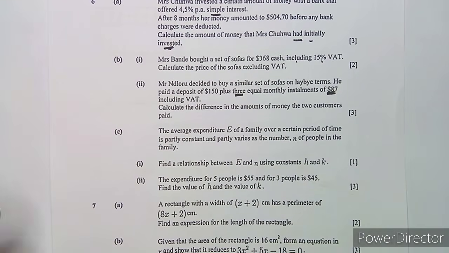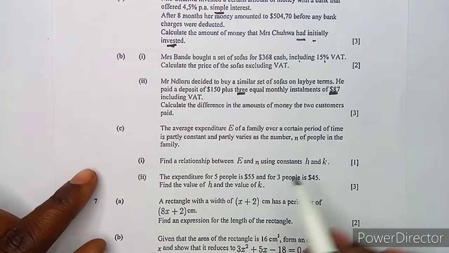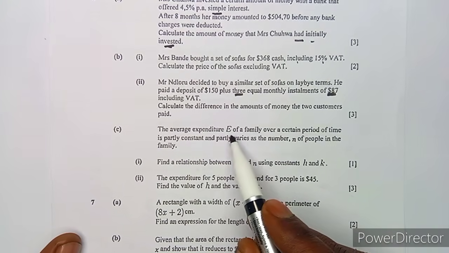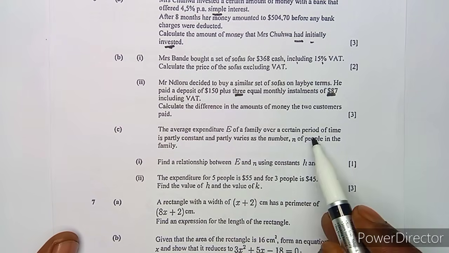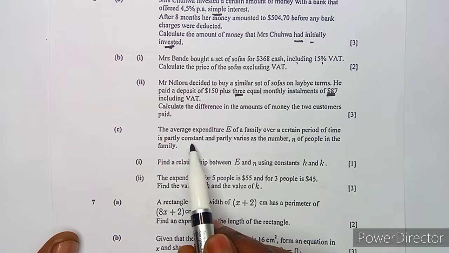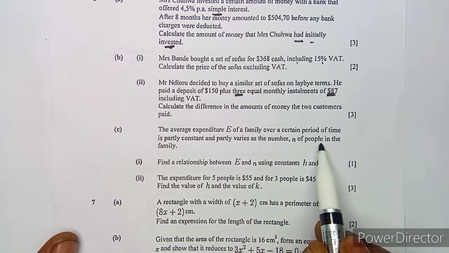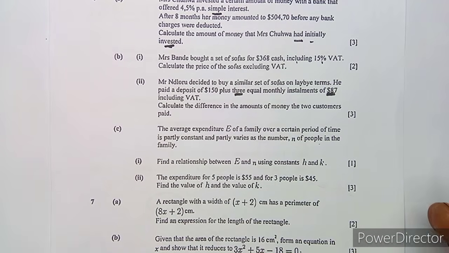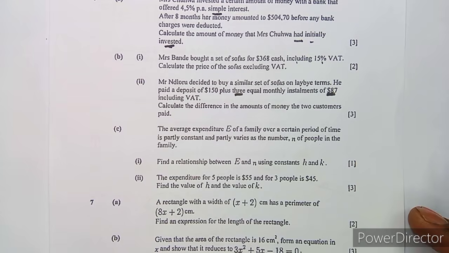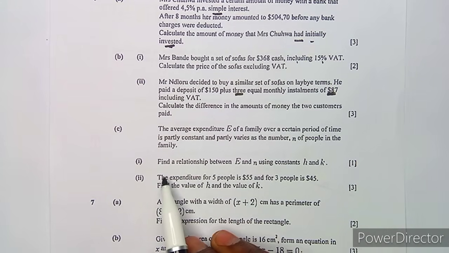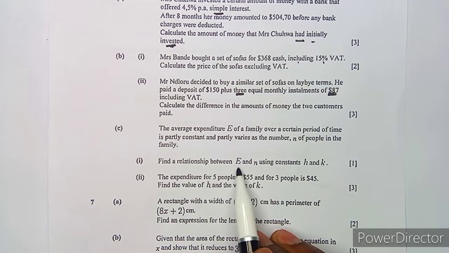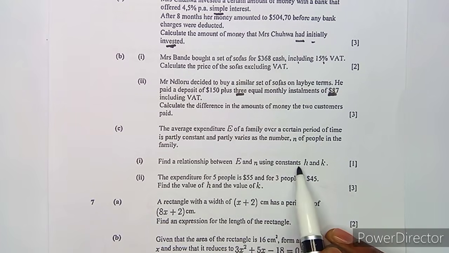let's see another question. Okay, here on item C, we are given that the average expenditure E of a family over a certain period of time is partly constant and partly varies as the number n of people in the family. Okay, that is a partial variation, guys. As you can see, sum of two parts. So the first question is to find a relationship between E and n using constants H and K.